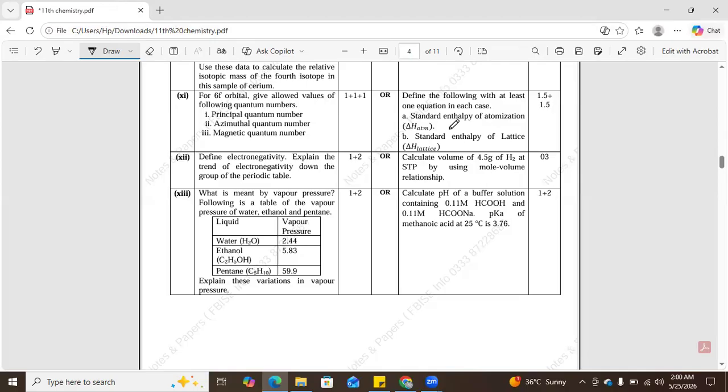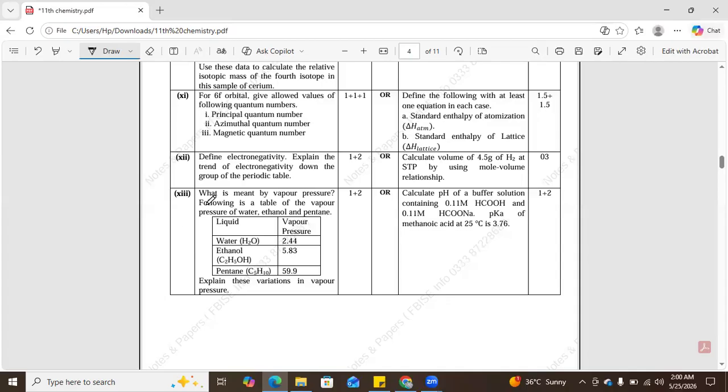Our optional question is define the following with at least one equation in each case: standard enthalpy of atomization, standard enthalpy of lattice. Number 12 is define electronegativity. Explain the trend of electronegativity down the group of the periodic table. Our optional question is calculate volume of 4.5 gram of H2 at STP by using mole volume relationship.